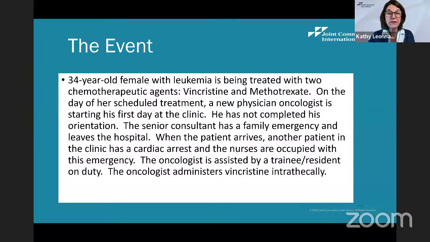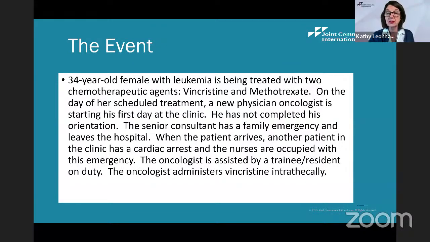The case that we're going to use is a 34-year-old female with leukemia being treated with 2 chemotherapeutic agents, vincristine and methotrexate. On the day of her scheduled infusion, there's a new physician, an oncologist, that's starting his very first day in the health facility. He has not even completed all his orientation. He's working under the proctorship of a senior consultant. But this senior consultant has a family emergency on that day and has to leave the hospital.